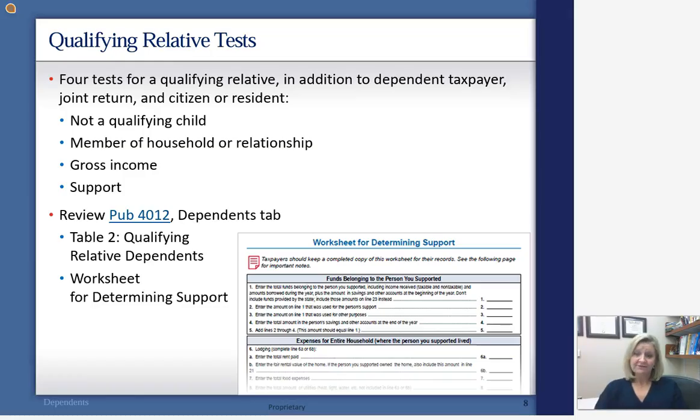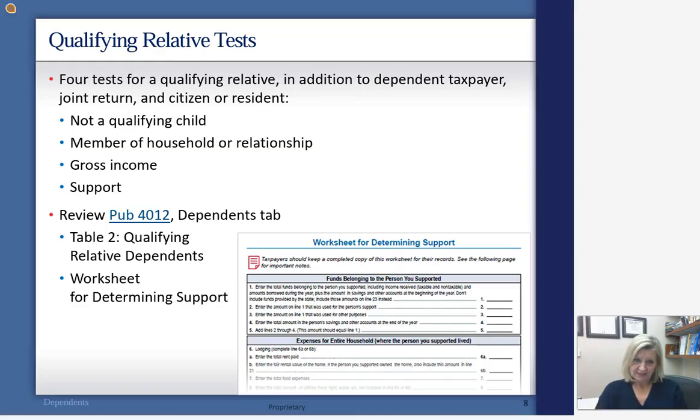All right, so the qualifying relative test is different than the qualifying child test. The first 3 rules apply, but then the next rule is that it is not a qualifying child. I just went through the rules for who a qualifying child is. So if this person is not any of those, it meets the first test. Then it must be a member of household or have a relationship. So it's really important, if you're trying to determine whether the client has a dependent or not, that you take the time to go through this worksheet for determining support. You can go through section C of your 4012 to determine whether or not it's a qualifying relative.